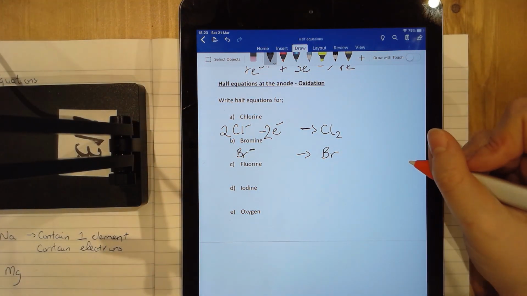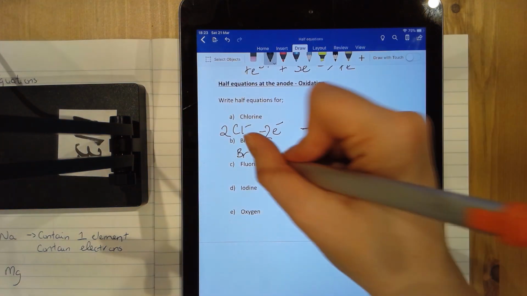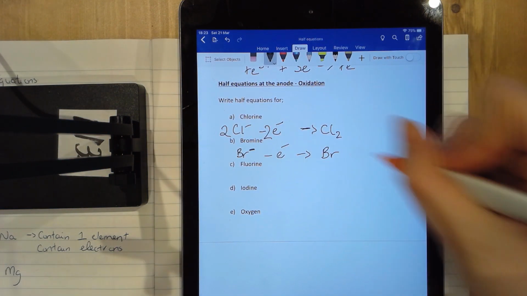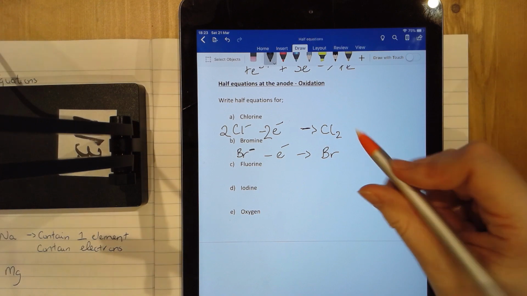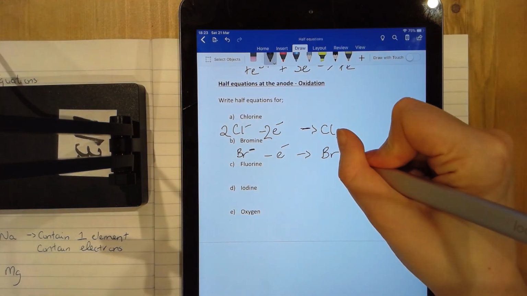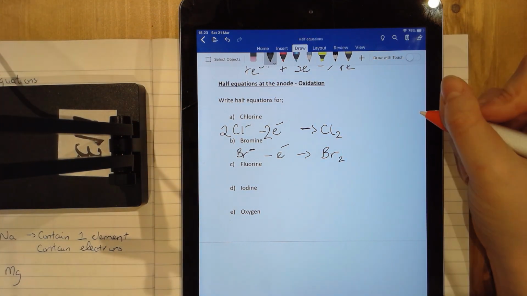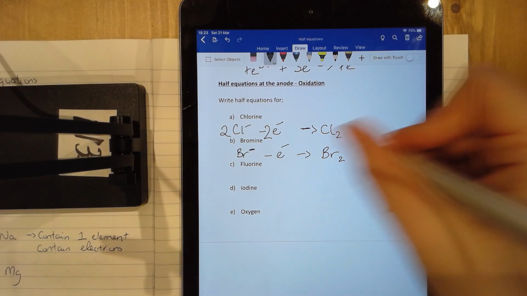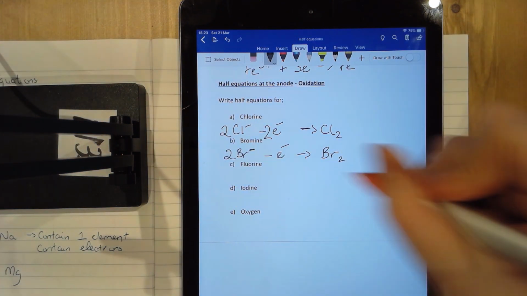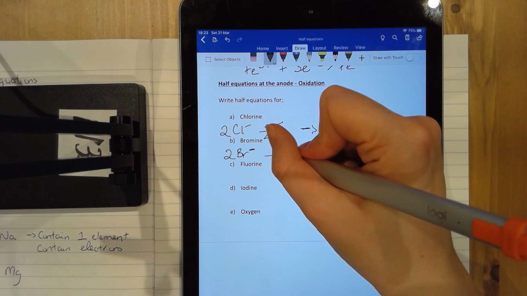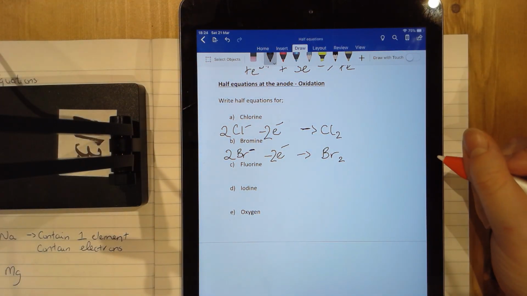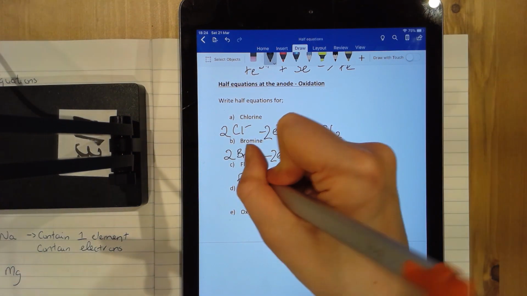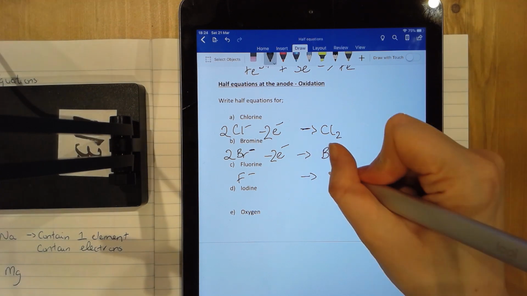I need to make that a bromine atom. So I need to lose an electron. Bromine, for the exact same reason as chlorine, is also diatomic. Both of those bromine atoms will pair up. You'll form Br2. That means I need 2 over here, but there'll be 2 separate bromide ions, which means I'm losing 2 electrons. Fluorine, F-, it's in group 7.